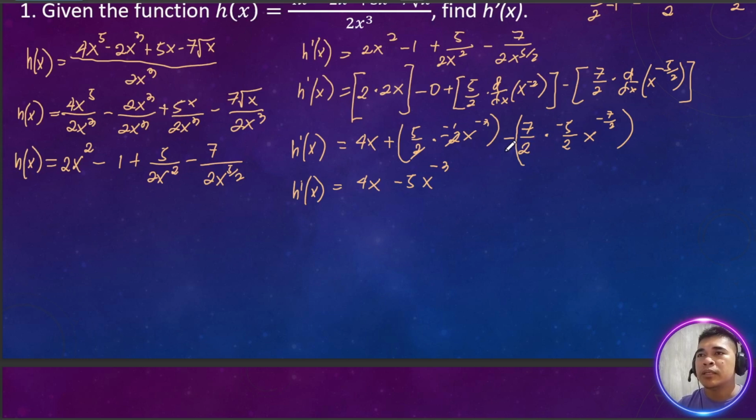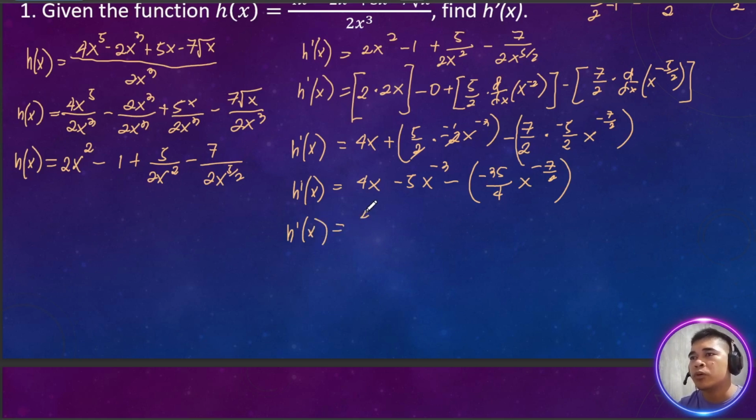Here we got, since we have 7 over 2, negative 35 over 4 times x to the power of negative 7 over 2. Then the derivative of h of x is equal to 4x minus 5. To make the exponent positive, we move it to the bottom. So negative times negative, we get positive 35 over 4. Since the exponent was negative on top, x to the power of negative 7 over 2 becomes positive 7 over 2.